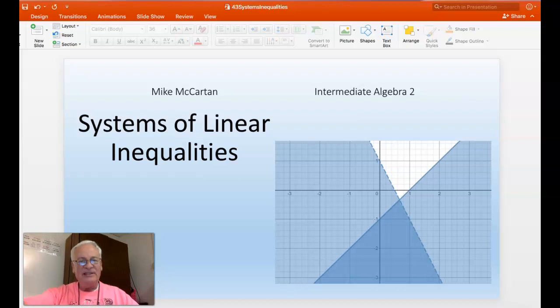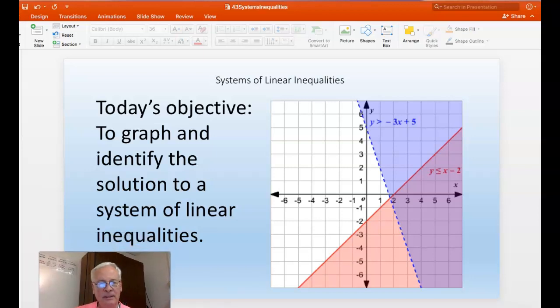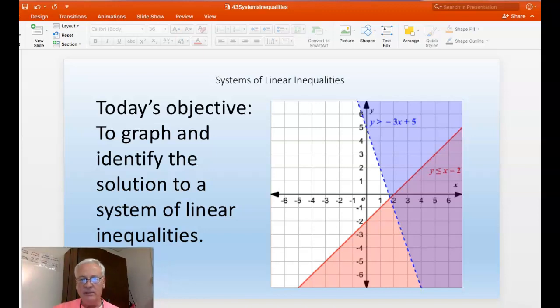Guys, today we're going to look at systems of linear inequalities. We've been looking at linear inequalities, but now we're going to look at two inequalities put together, working together. Our objective for today, guys, is to graph and identify the solution to a system of linear inequalities. You did systems of linear equations last year. Now we're going to do inequalities.